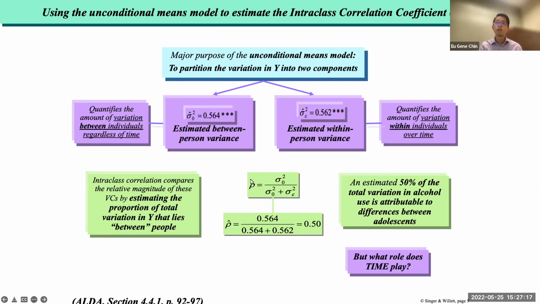In fact, by calculating the intraclass correlation, which is the between person variance divided by the between person variance plus within person variance, we get an estimated 50% of the total variation in alcohol use that is attributable to differences between adolescents. And so with that, we are going to try to add in more predictors.